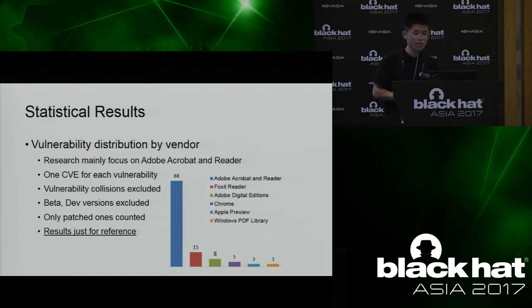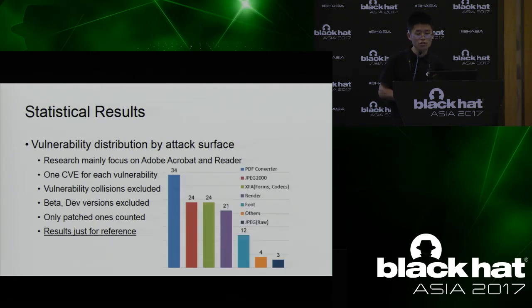This figure shows the vulnerability distribution sorted by vendor. Again, it should be noted that my research mainly focused on Adobe Acrobat and Reader. Here, it is one CVE for each vulnerability, and bug collisions are excluded. And vulnerabilities that only affect the beta or dev versions of products are excluded, and the unpatched ones are excluded. And the result here is just for reference. It does not mean which product is more vulnerable than others.